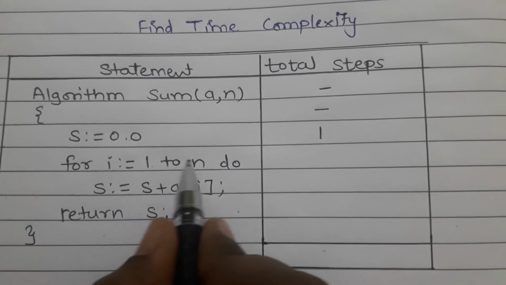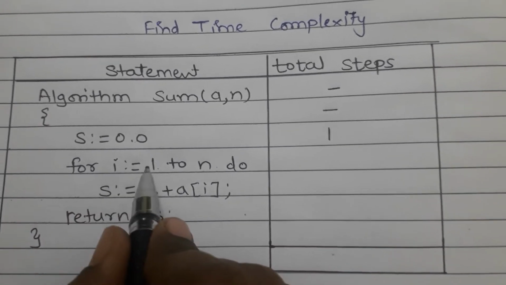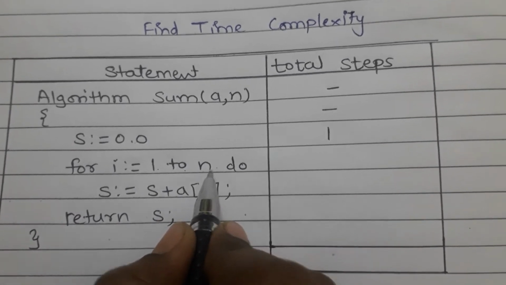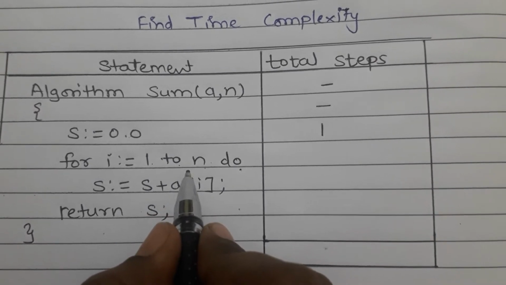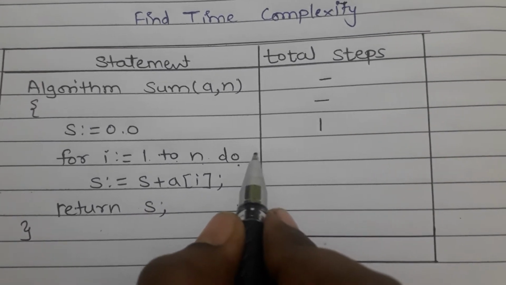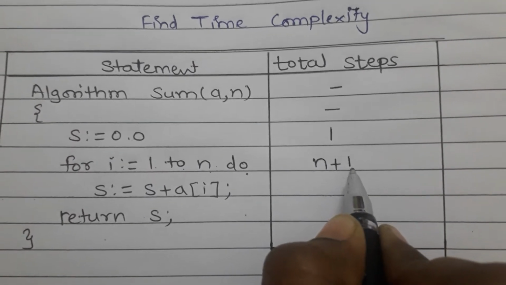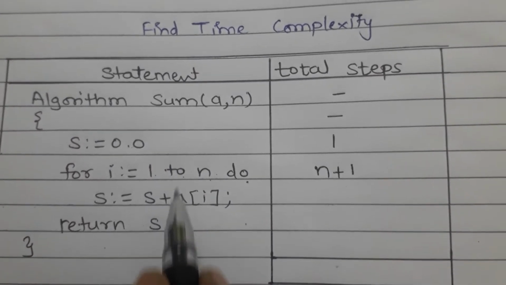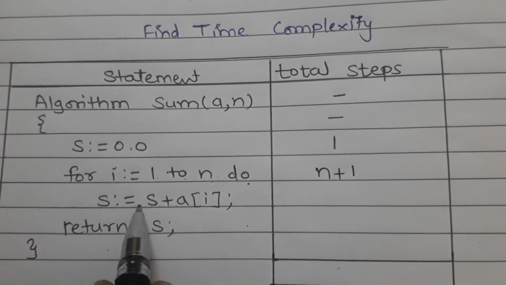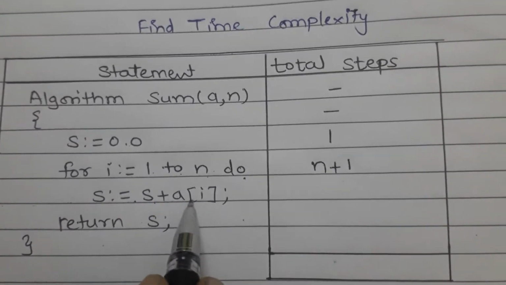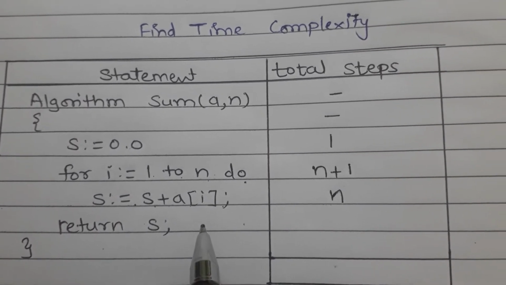After that we have a for loop. Here in the for loop we have written i is equal to 1 to n do. Now this statement will be executed n plus 1 times. Within this for loop there is a single statement, that is s is equal to s plus a of i. So this statement will be executed n times.